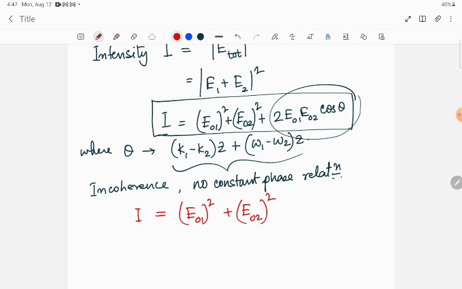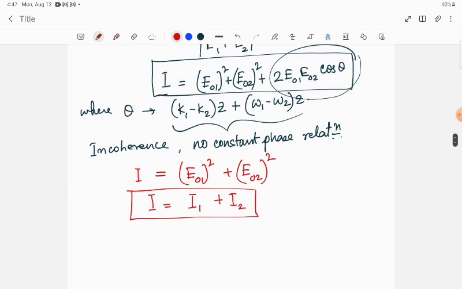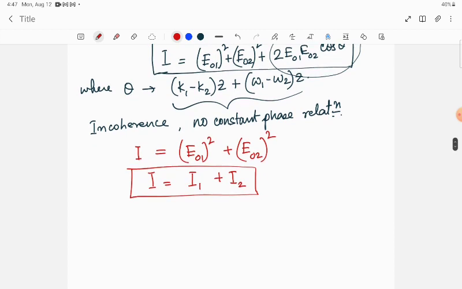So what does it mean? This is nothing but the intensity of the first beam plus the intensity of the second beam. This is exactly what we see in a normal case when you shine a torch. The net intensity is just the sum of the two individual intensities that are shining. There is no pattern, nothing. The second case is the coherent case. In the coherent case, all we said is that theta is constant.